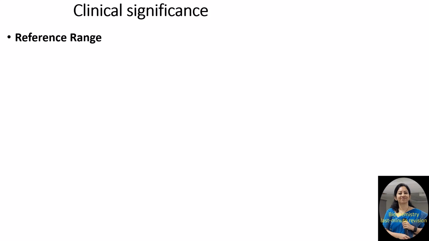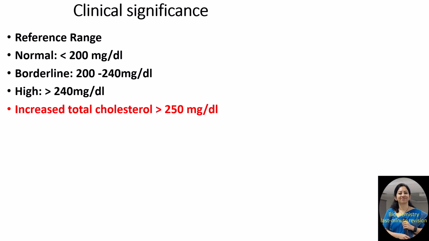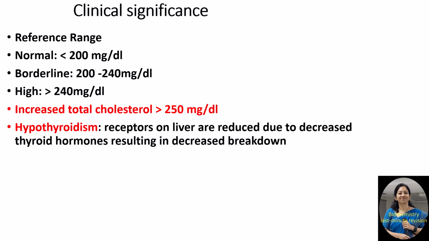Coming to the clinical significance part, the reference range of cholesterol: normally the cholesterol should be less than 200 milligram per deciliter. The borderline is around 200 to 240 milligram per deciliter. Hypercholesterolemia is considered when it crosses more than 240 milligram per deciliter. So increased cholesterol is around more than 250 milligram per deciliter.